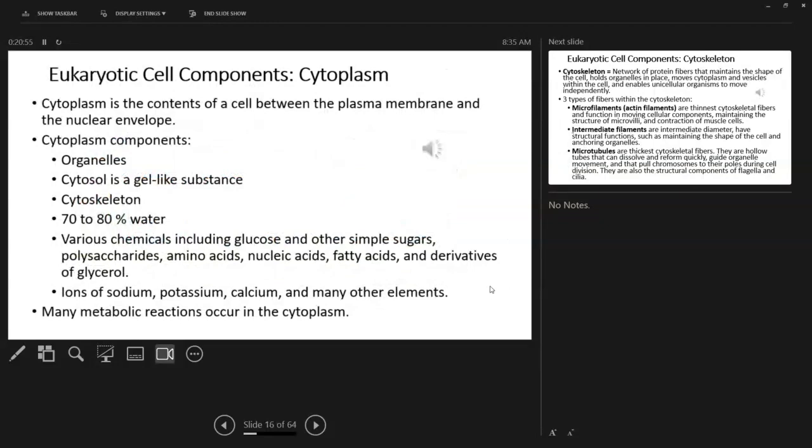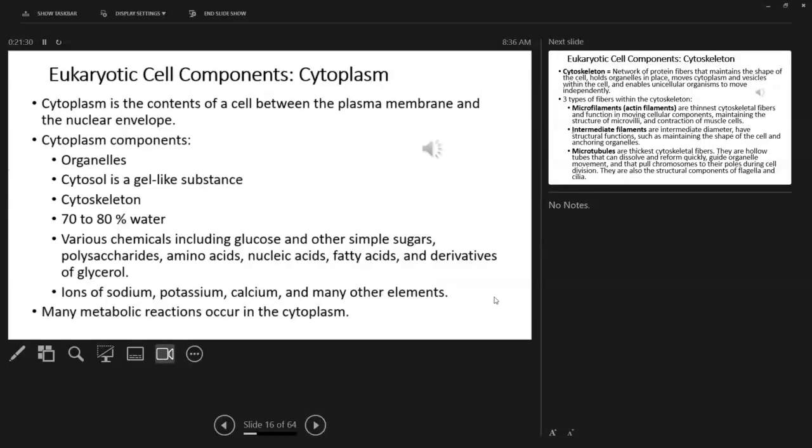Okay, the cytoplasm, the inside of the cell. That's where the organelles are, and the organelles are all floating around in a jelly-like substance called cytosol. And the cell has something like its own skeleton to hold its shape and even to change shape. We'll talk about that a little bit in a minute.